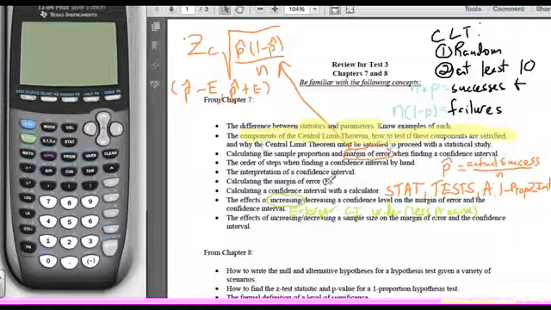Decreasing your confidence level would have the opposite effect. It would make your margin of error smaller, so there's less error, that's good. It would make your confidence interval narrower, so it's more precise. However, you're less confident in your results. So it's a trade-off when you adjust the confidence level. So we don't want to adjust the confidence level.